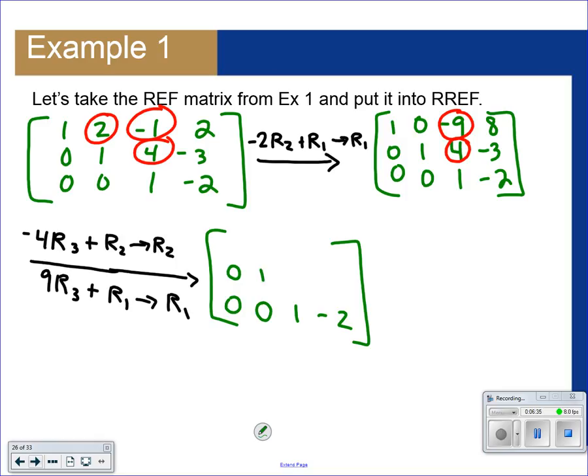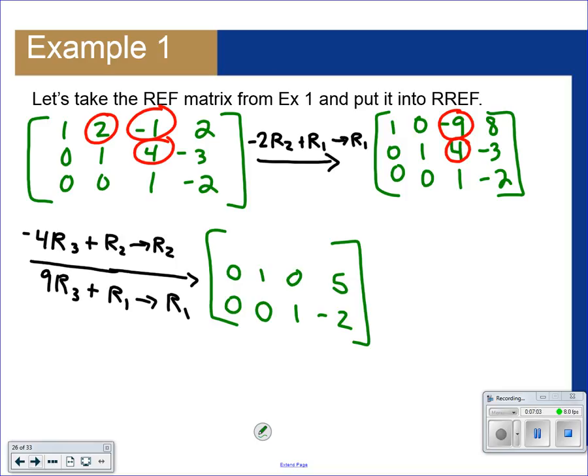Same thing with this, -4 times 0 is 0, 0 plus 1 is going to be 1. -4 times 1 is -4, -4 plus 4 is going to be 0, and then -4 times -2 is 8, 8 plus -3 is 5. Alright, and then this part we did not do yesterday, right?